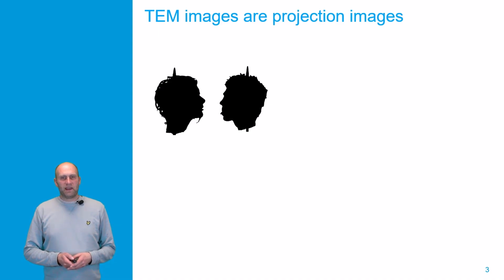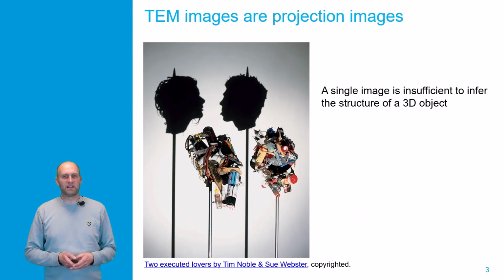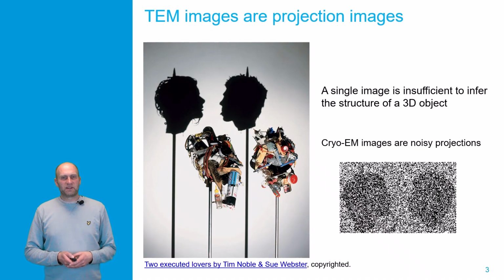images. And as you can see in this example, a single projection image is not sufficient to infer the 3D structure of a particular object. That means we need to sample many more different orientations in order to work out the true 3D structure. We also need to consider that cryo-EM images are noisy projection images. So working out these relative orientations will be much more difficult than in the clean images you've seen before. Let's have a look at what's necessary to arrive at that 3D reconstruction.